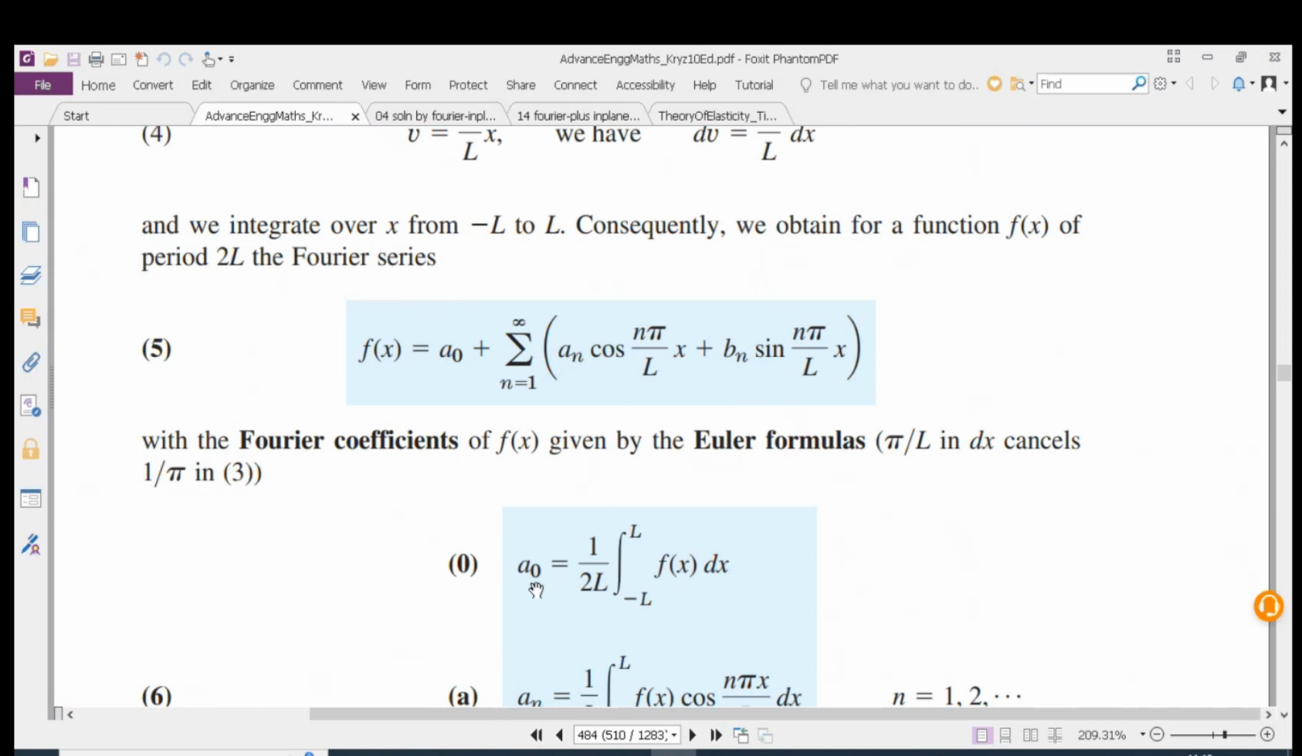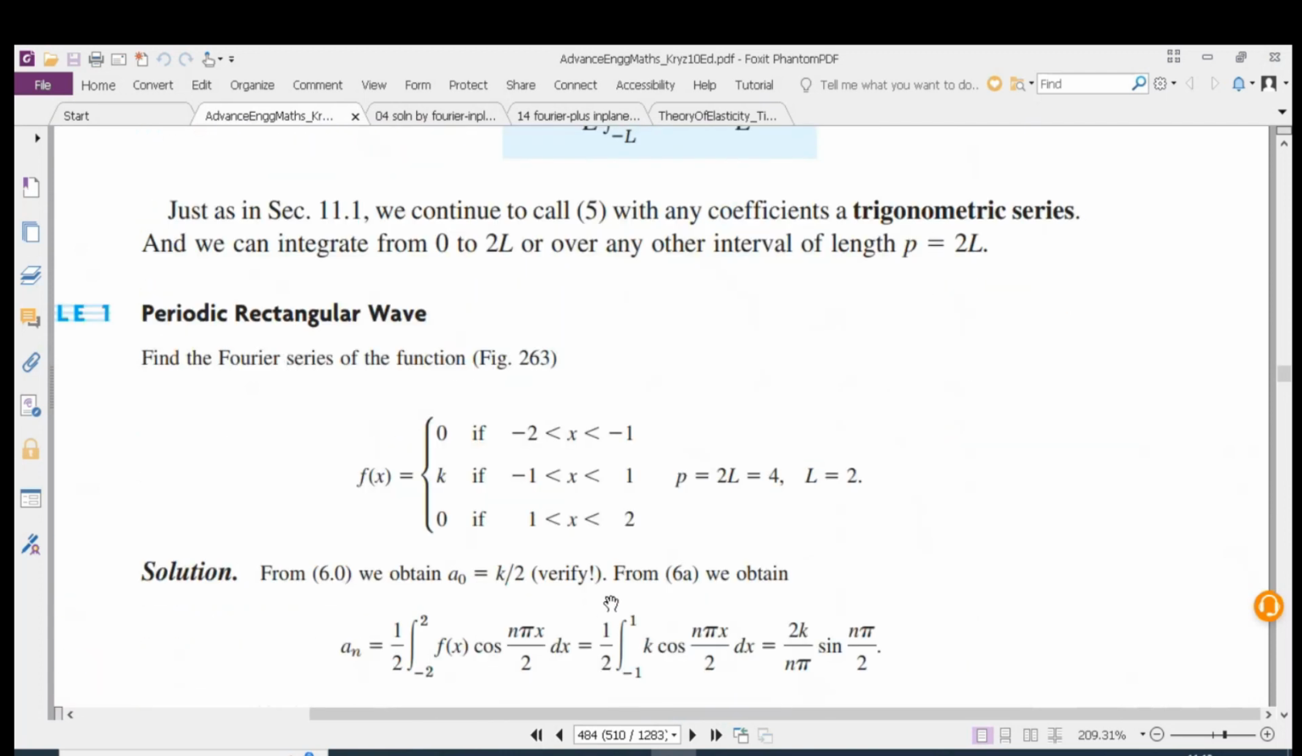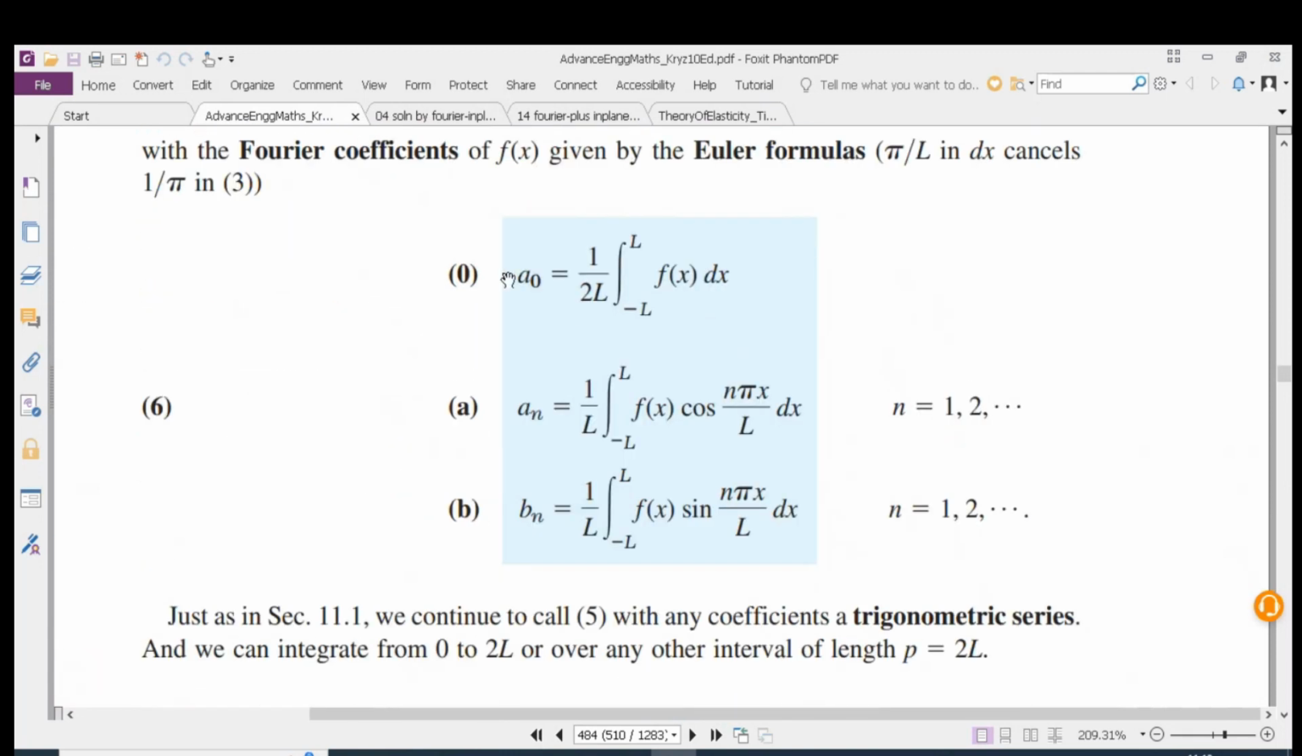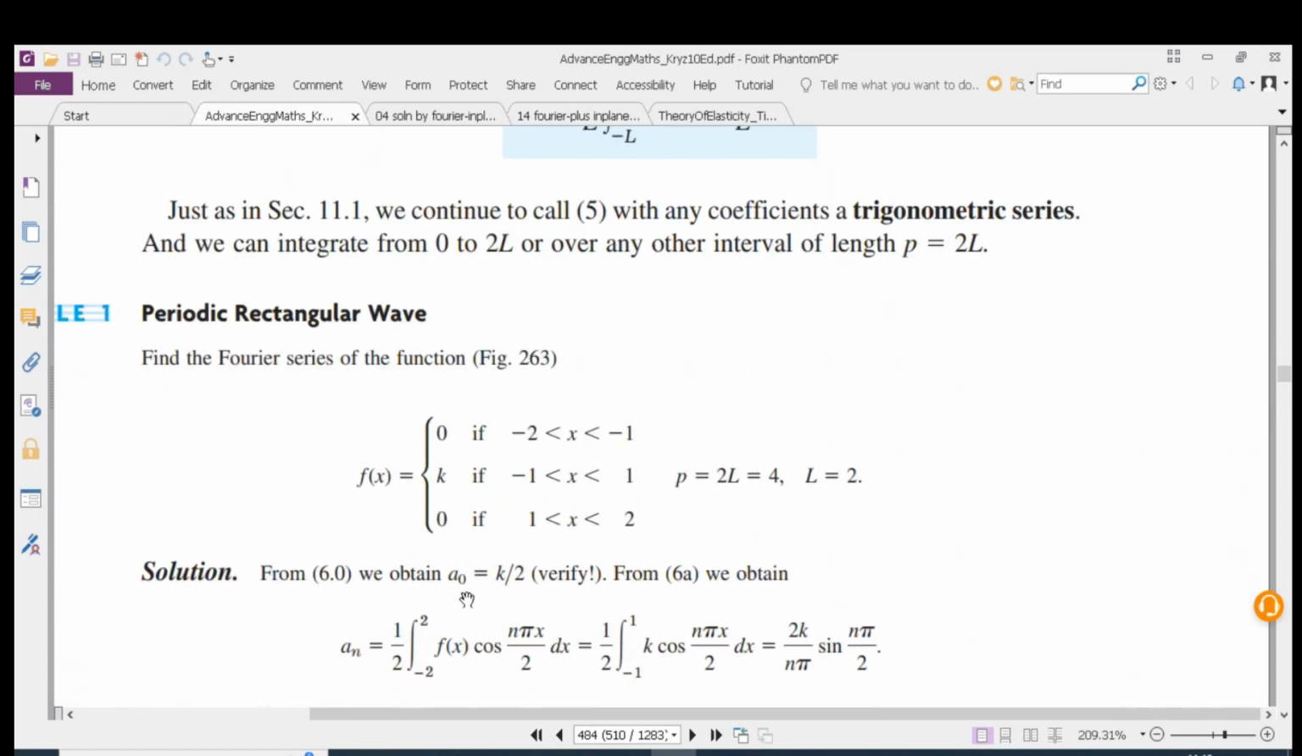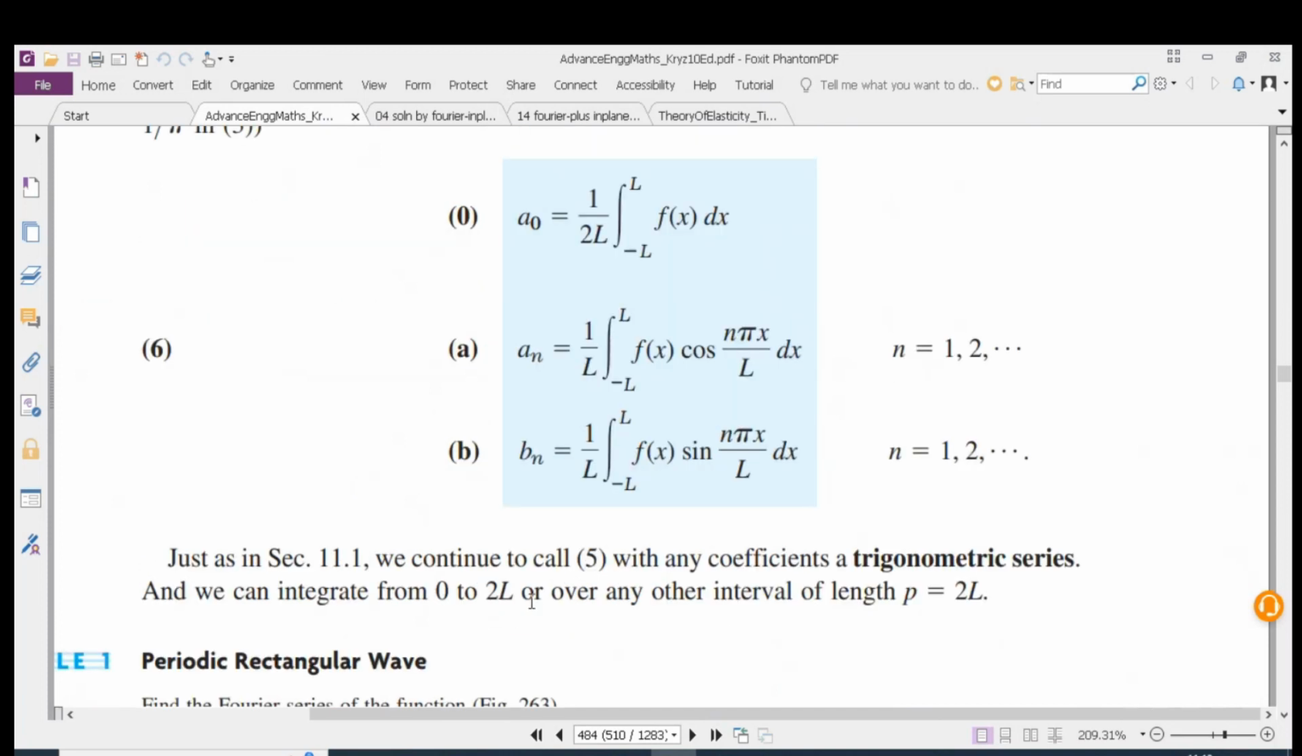First of all, we have to work out our baseline constant a naught, which is equal to 1 by 2L integral minus L till plus L f of x dx. Since L in this case is equal to 2, we can plug the values into this integral and get our a naught equal to k by 2. Similarly, we can find our an by using this equation.